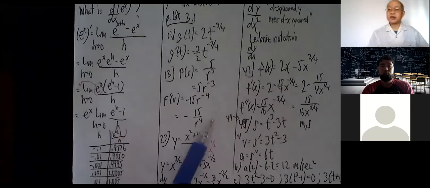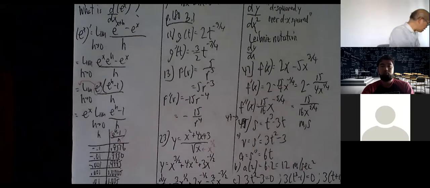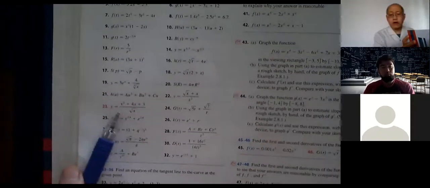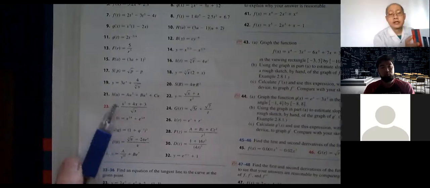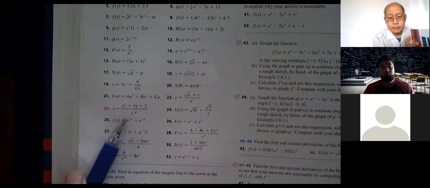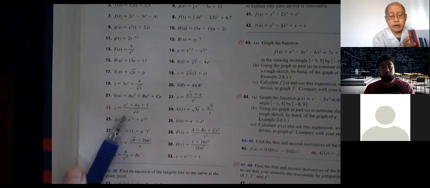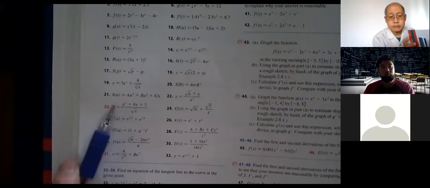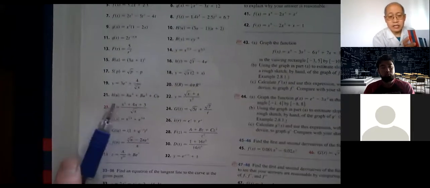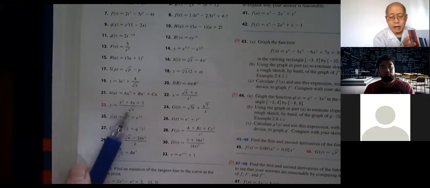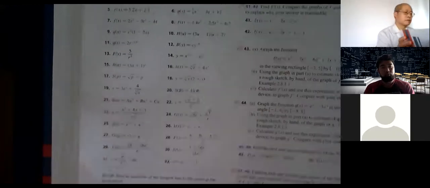All right, let's see. 23 is a little bit tricky. X squared plus 4x plus 3 over square root of x. This is a quotient. The next section will have a quotient rule, but we don't know the quotient rule yet. So the only thing I can do is to divide. So just divide this by radical x, divide that by radical x, divide that by radical x.